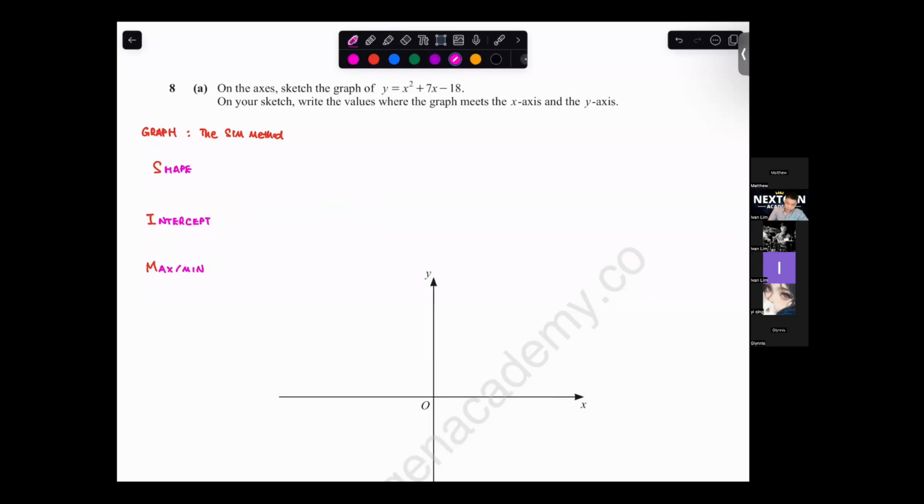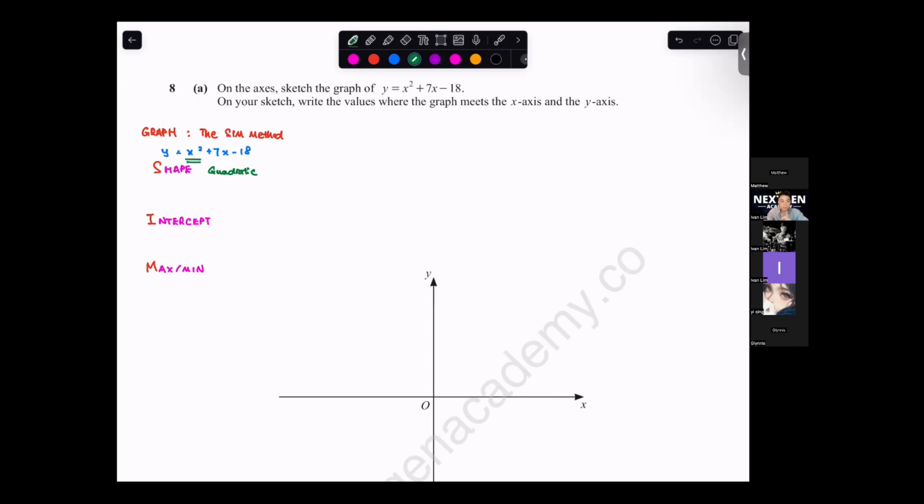All right, let's do this. We look at this equation first. y equals x squared plus 7x minus 18. Okay, what type of graph is this first? Okay, this is a quadratic equation because of the general form ax squared plus bx plus c. So when we see a quadratic, it will either be a happy face or a sad face graph. How do I know whether happy face or sad face graph? It all depends on the value of the x squared.